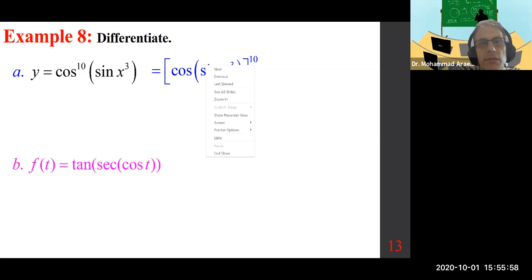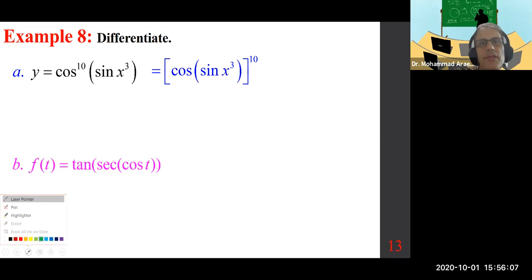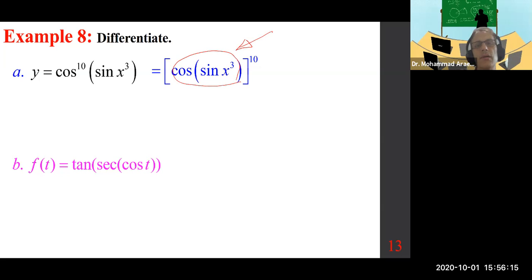So 10 sits in front. Same thing to the power of 9. Now times the derivative of cosine. After that, I want to make sure everybody understands that. Then you want the derivative of the inside. Okay. So 10 times the same thing to the power of 9. Now the derivative of the inside.